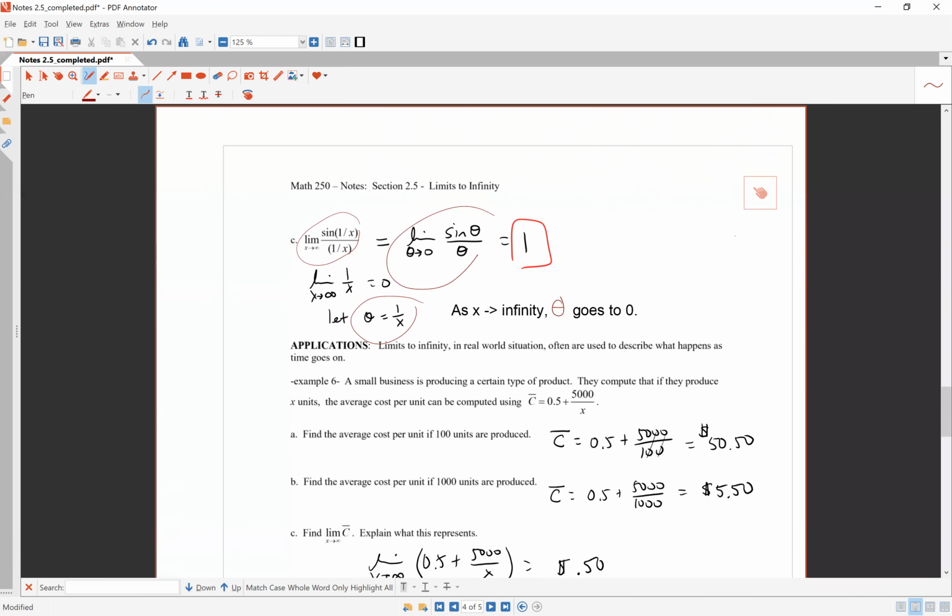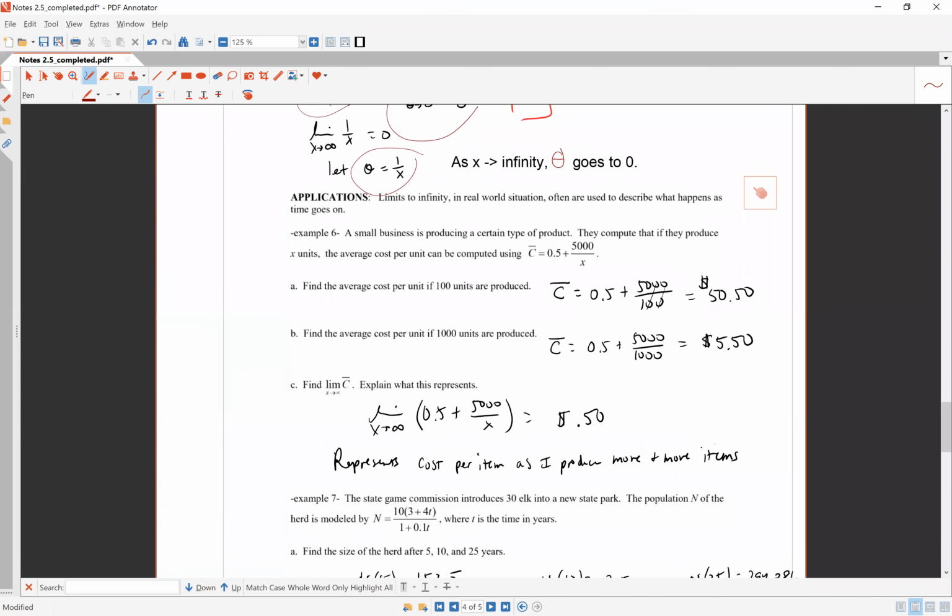And then here's just an application. You have a cost function, and basically what it's saying is the unit cost of producing x units is given, let's say, by that function. The unit cost is 0.5 plus 5,000 over x. So the more units you produce, the unit cost goes down, because you're dividing by the number of units.